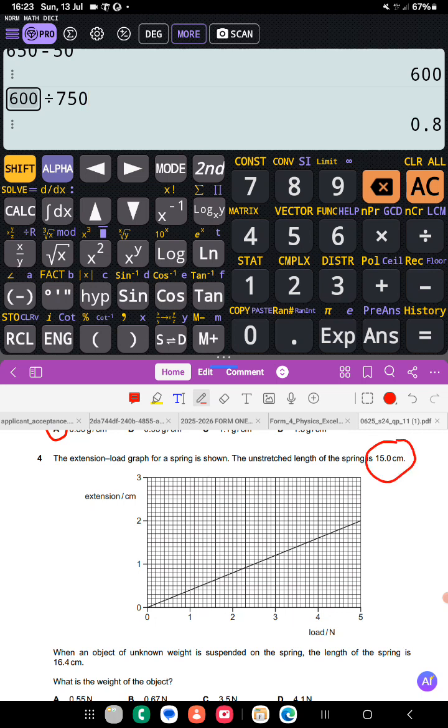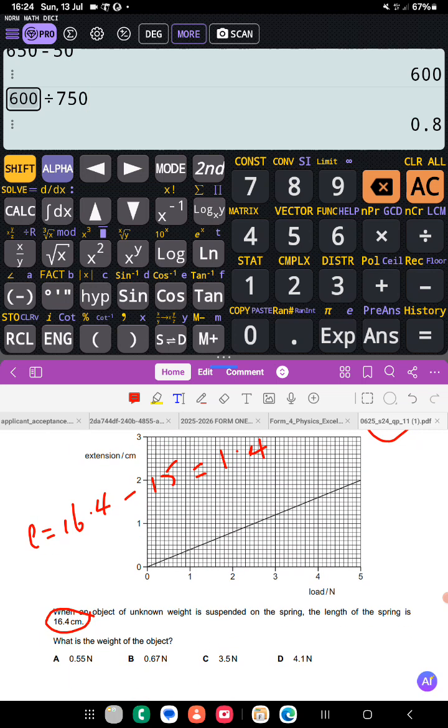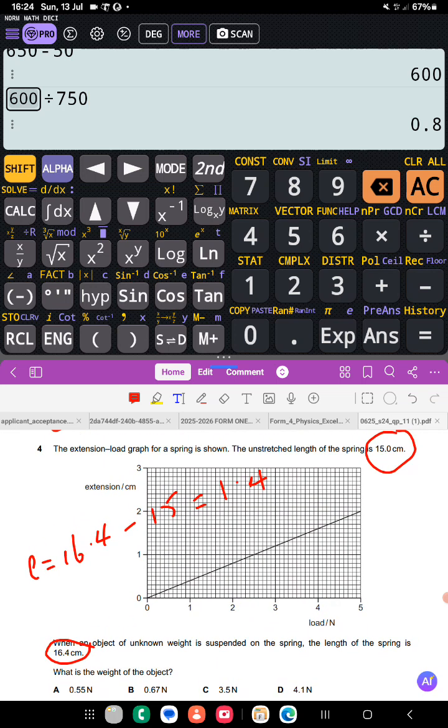But the stretched length is 16.4. Already you can see that the extension E is 16.4 subtract 15, which is 1.4. So the extension is 1.4. What is the weight of the object?